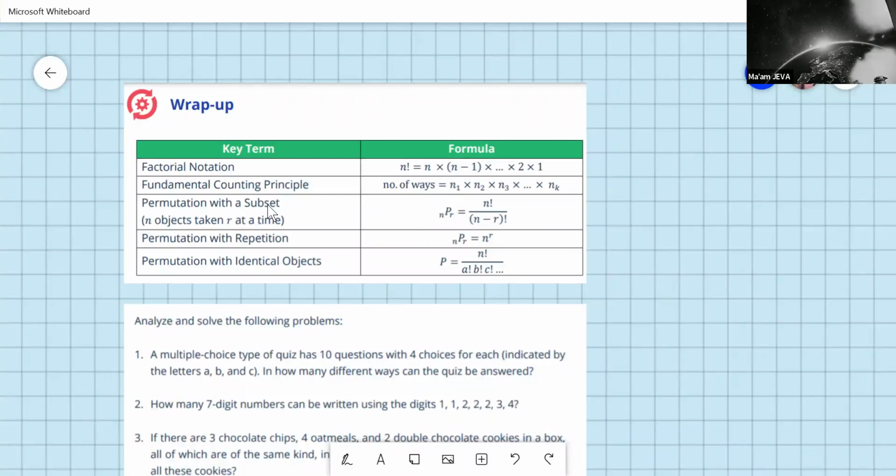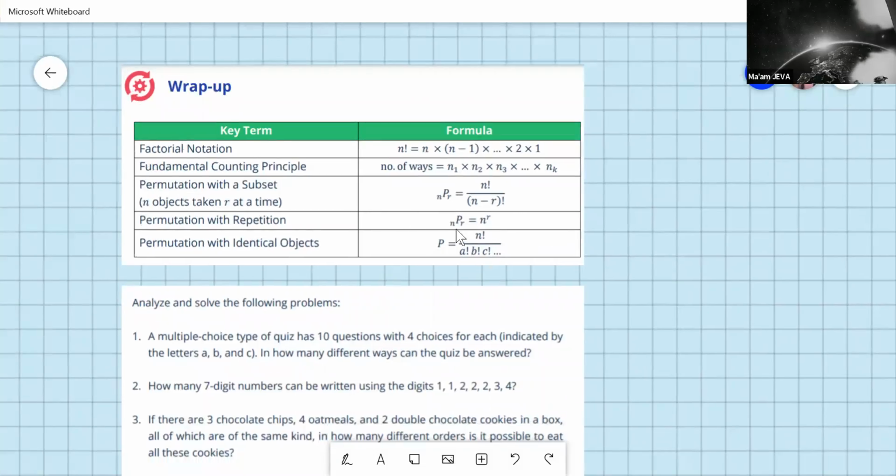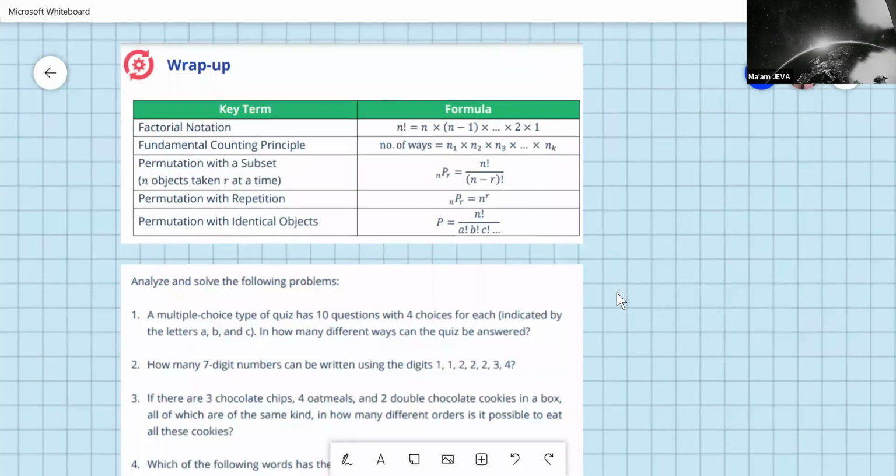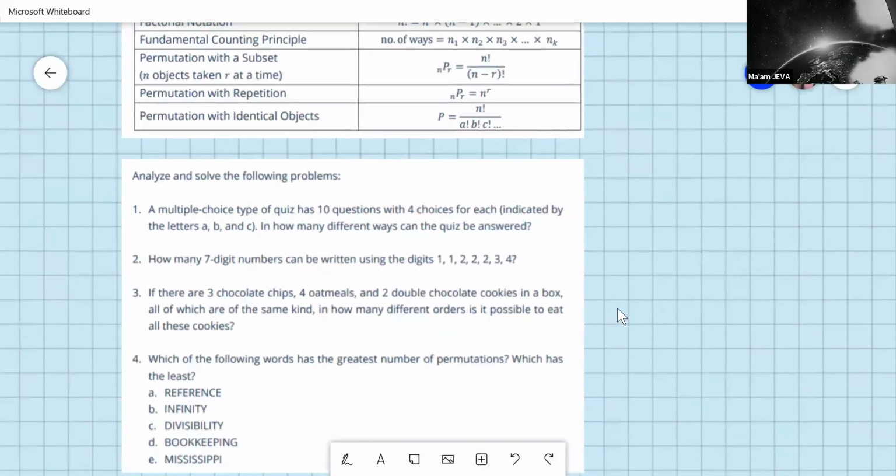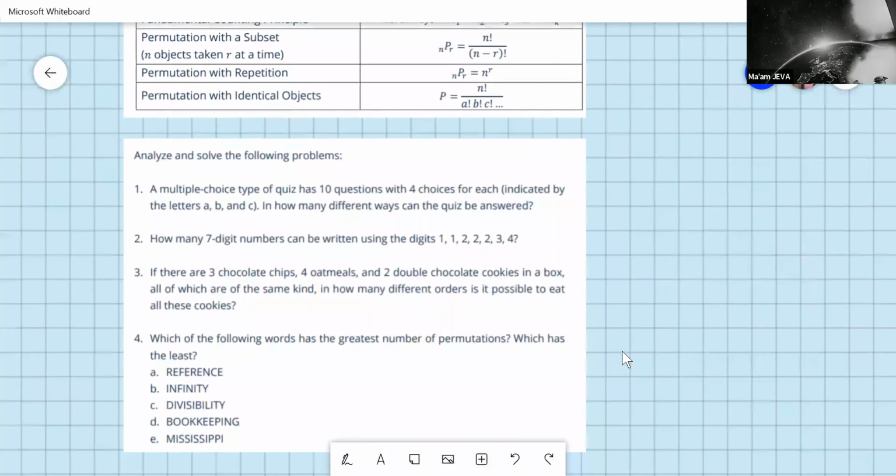With subsets, you have two types. If your n is equal to your r, you go back to the factorial notation. If your n is greater than your r, or your r is less than your n, where you take r at a time, you can use this formula. And then with repetition, this is n to the power of r, used if the objects are repeated. And then identical objects.